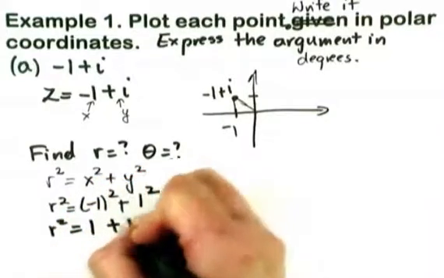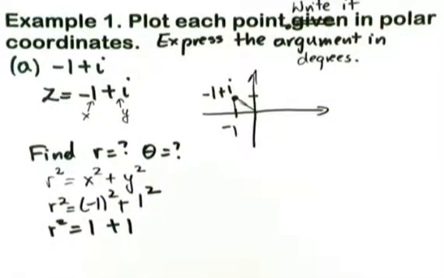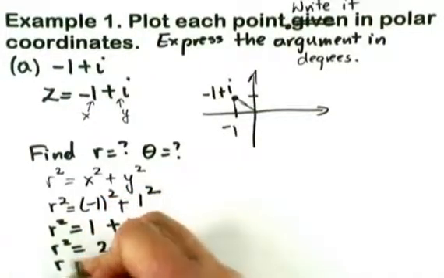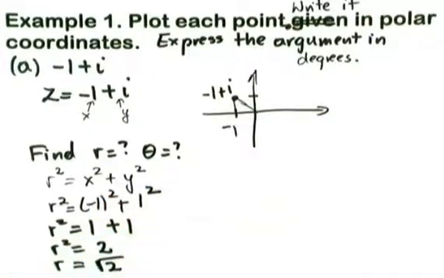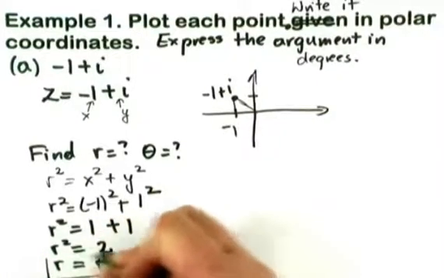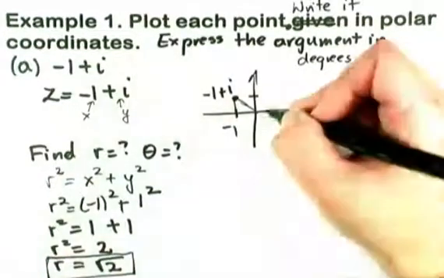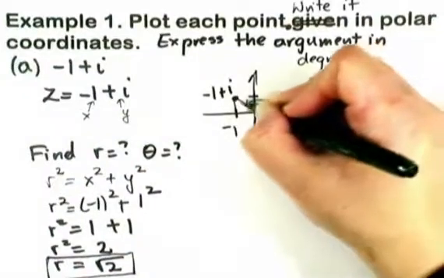1 squared is 1. So r squared is 2. Therefore, the distance r is square root of 2, plus or minus, but we choose positive, treating this as a distance on the same side. Now, we need to find the angle. So we are looking for this angle.